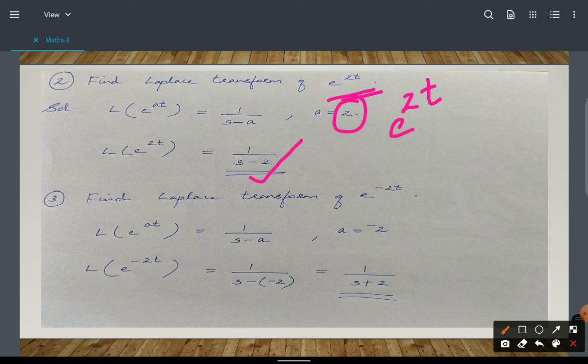Now moving on to the third question. Find the Laplace transform of e raised to minus 2t. As we know, Laplace of e raised to at is 1 by s minus a. In this case, the value of a will be minus 2. So we have to replace the value a with minus 2. So 1 by s minus of minus 2. So the answer will be 1 by s plus 2.